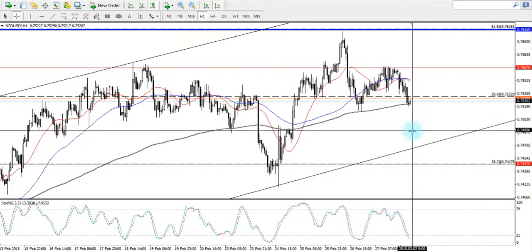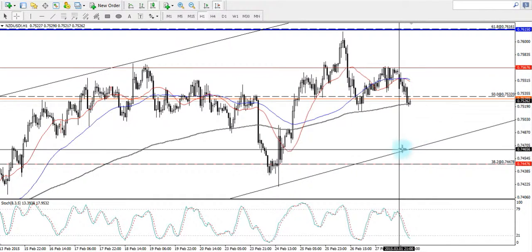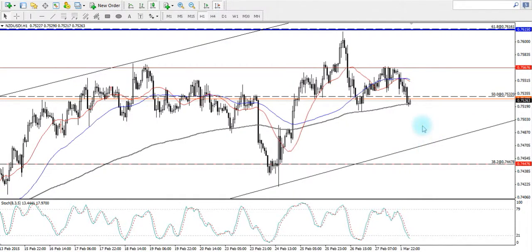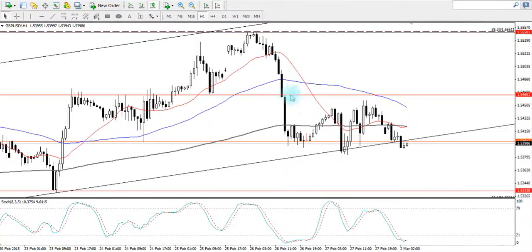However, if it breaks below, then the next support level we are looking at is the bottom of the rising trend channel. Alright, next we have the pound against the US dollar.